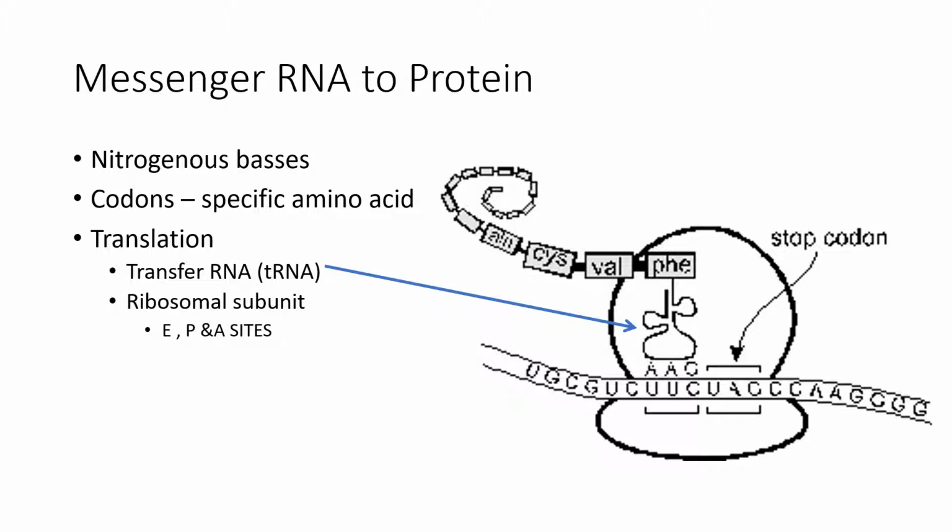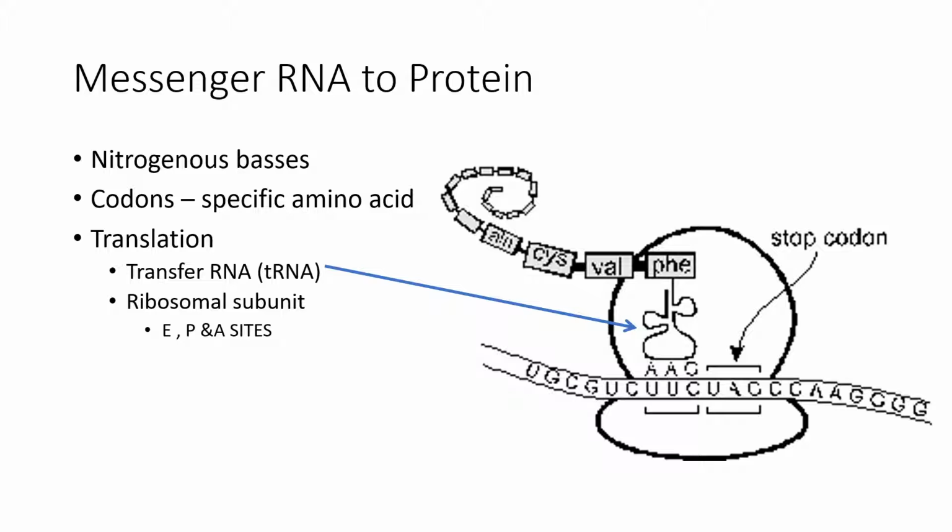Translation begins with the messenger RNA strand binding to the small ribosomal subunit upstream of the start codon. Each amino acid is brought to the ribosome by a transfer RNA molecule. The type of amino acid is determined by the anticodon sequence of the transfer RNA. Complementary base pairing occurs between the codon of the messenger RNA and the anticodon of the transfer RNA.